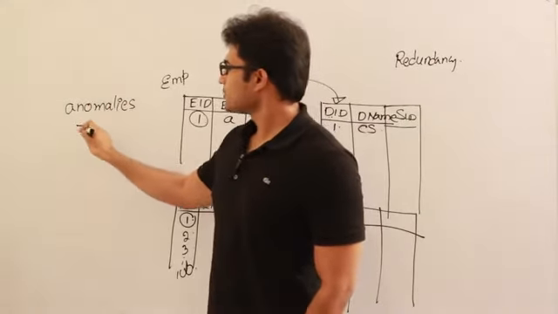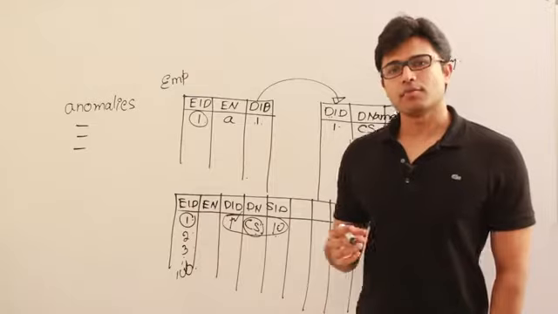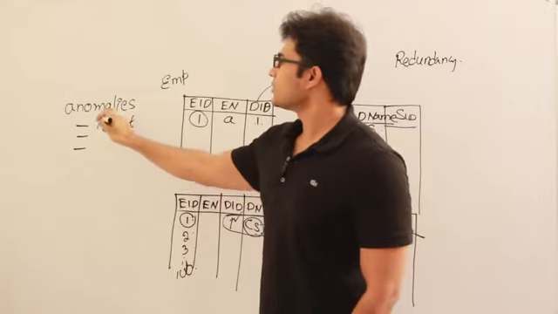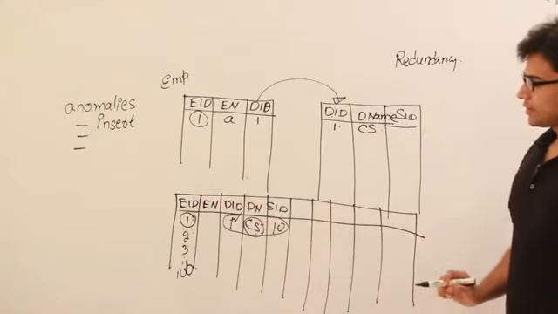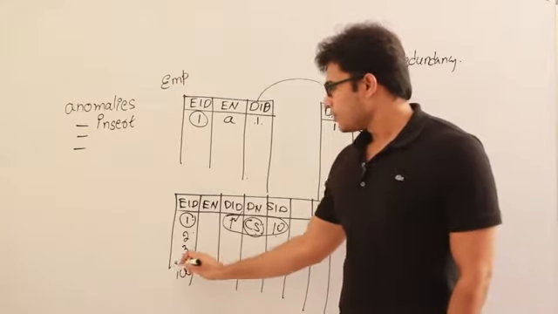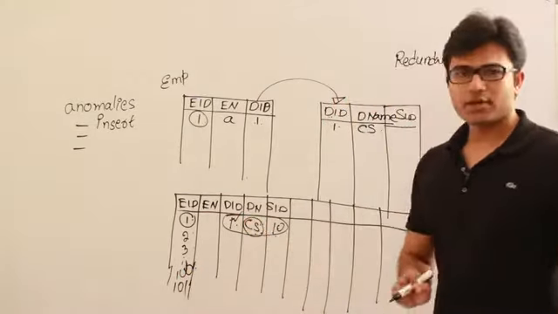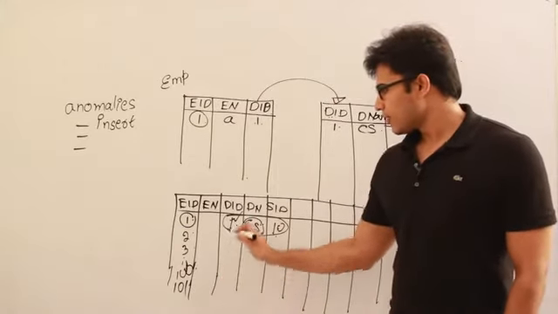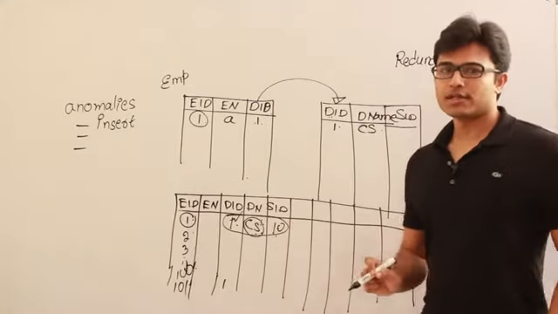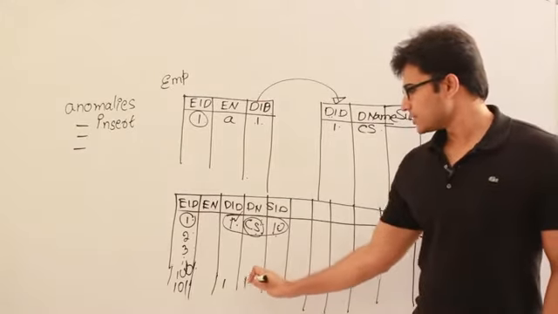There are three types of anomalies. Anomalies means problems, you can think of it that way. One is when you insert, there will be some problems: insert anomalies. How will an insertion create a problem here? Assume that we want to insert a new employee 101 who is also working for the same department. You write the department ID as 1, and the department name is supposed to be computer science, but because of some typing error, you have written it as ECE.